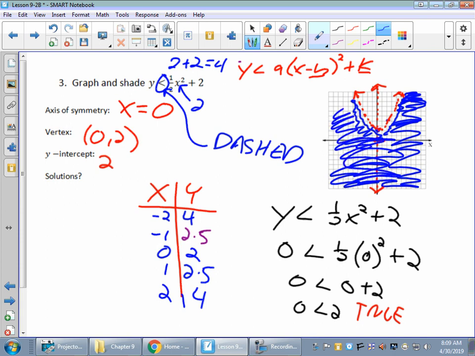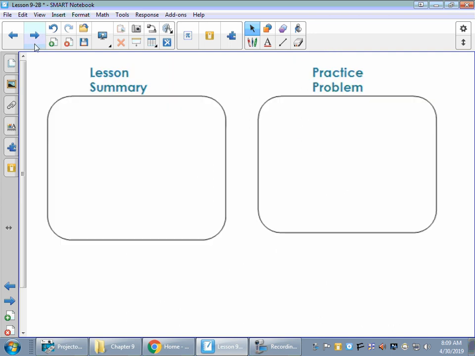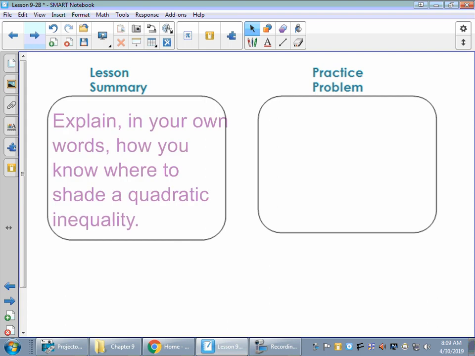So in both of our examples that we did, they were both true, but one shaded inside the parabola, one shaded outside the parabola. So again, it's not about inside or outside the parabola. It's about where the test point is, and if it's true or false is where you shade. Okay? And then just remember dashed or solid. All right, that's it. That brings us to the lesson summary: explain in your own words how you know where to shade a quadratic inequality, what side.